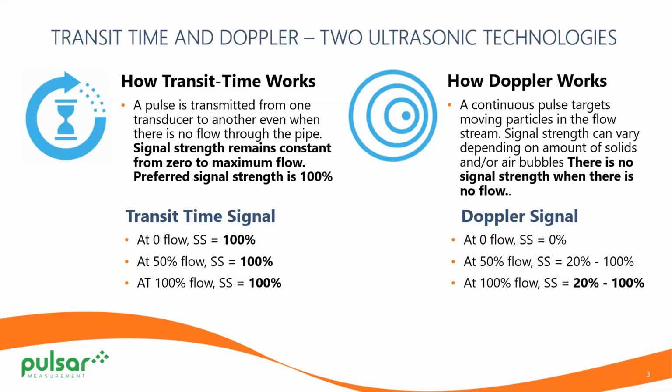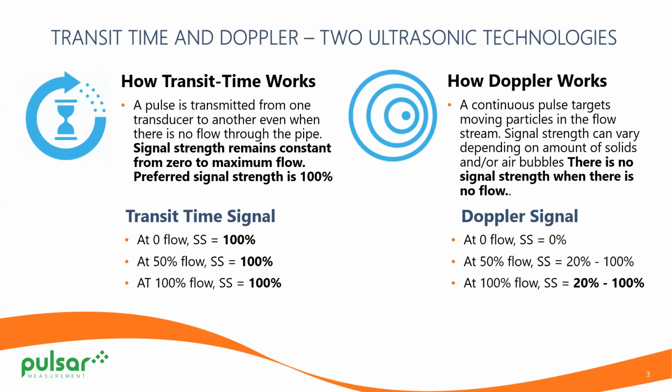So let's first look at the signal strength. That's really the metric for how we determine how well the meter is working. In the case of transit time, the signal should be at or near 100% if it's working properly, and you will see that in signal strength. When you align your transducers, and we'll show you how that's done in the next slide, you really want to see 100% signal strength or close to it. And that will happen whether there's flow or not. So the signal strength remains constant from 0 to maximum flow.